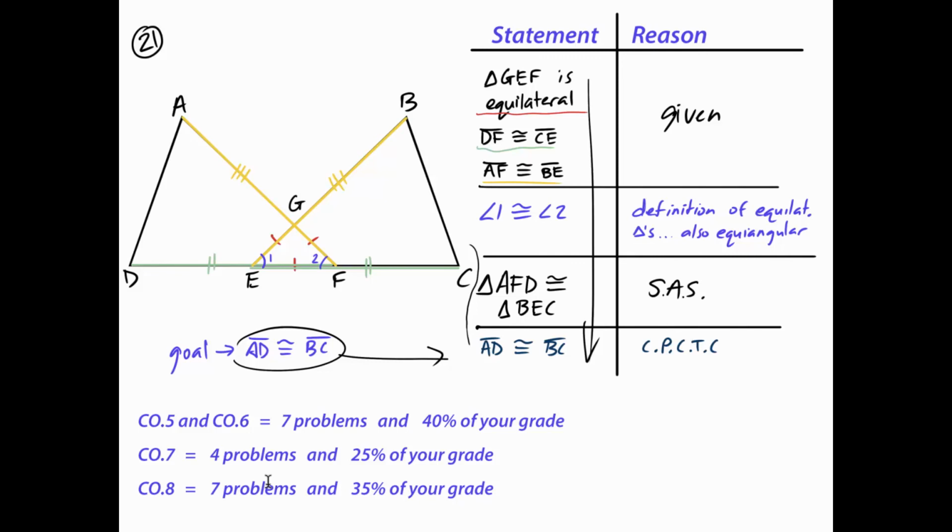It might be because those problems are harder. I haven't tried them yet. CO.8 is 7 problems and 35% of your grade, so it's a lot of problems, and it's about the same percentage as what was up front. So as you're going through that, kind of try to put your time in the places where it is going to benefit you the most.